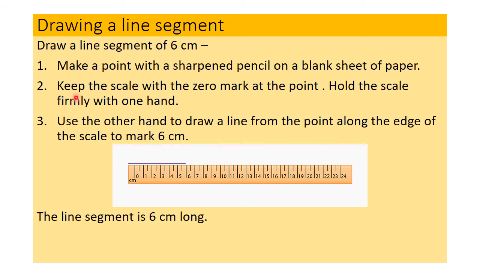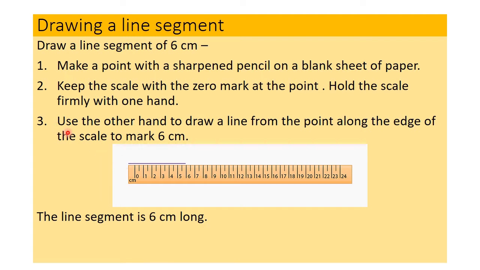In the second step, you have to keep the scale with the 0 mark at the point, which we have already done, and then hold the scale firmly with one hand. That means with your left hand you have to hold the scale very tight, very firmly, and with your right hand you have to put a dot here, at the beginning, from the 0 centimeters.